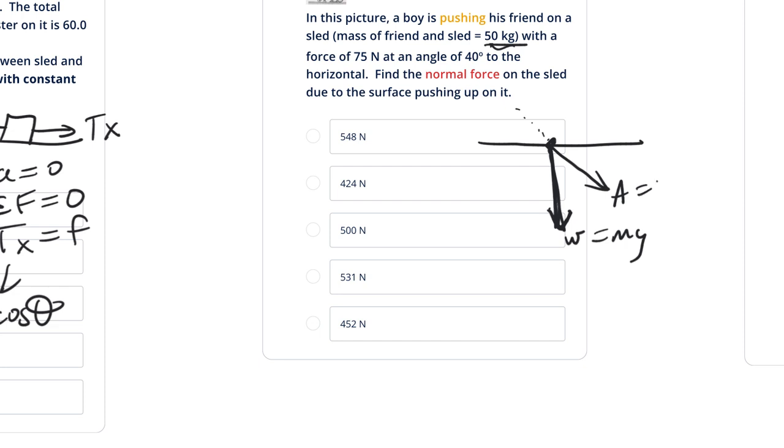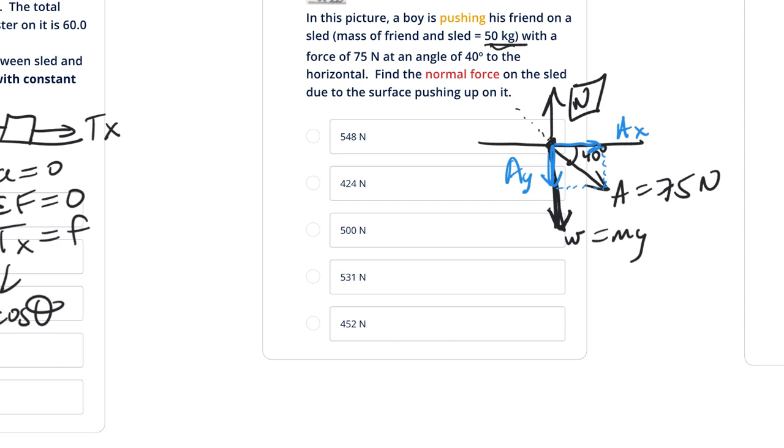That applied force is 75 newtons, at an angle of 40 degrees to the horizontal. Find the normal force on the sled. First of all, you've got to find the x and y components of this force right here. Here's the x, applied force x, and there's Ay.